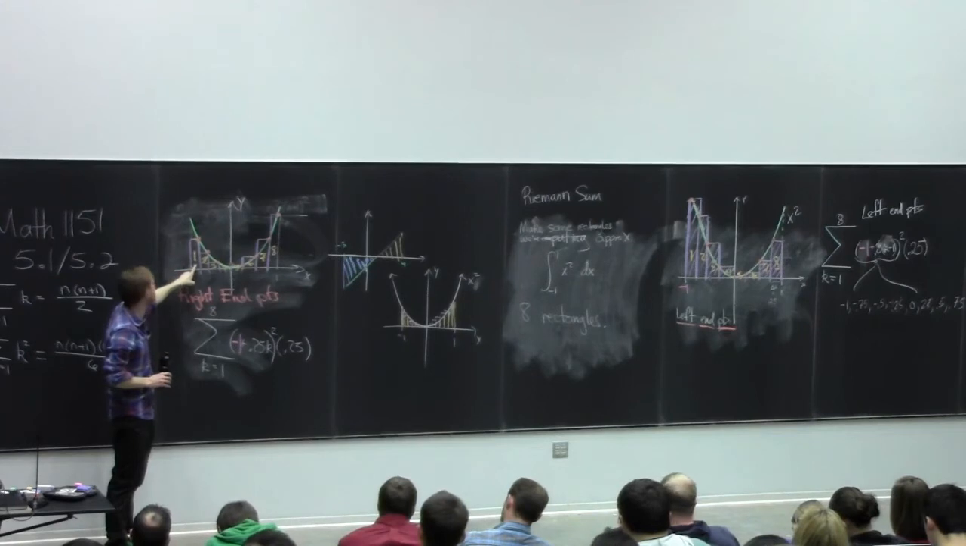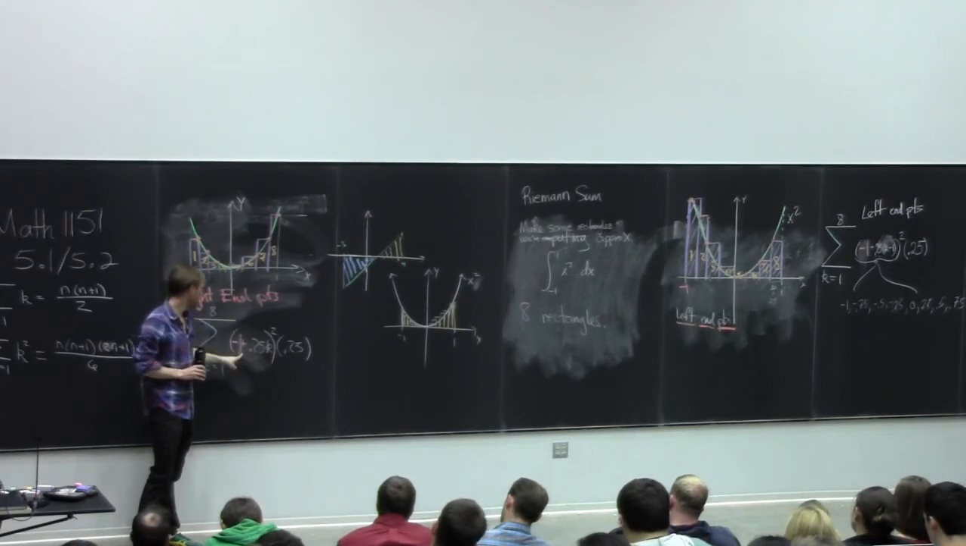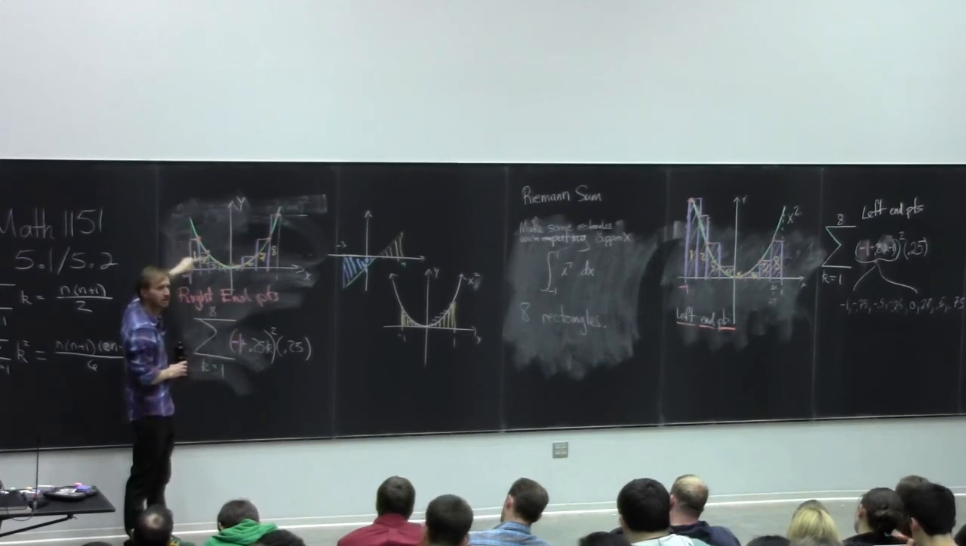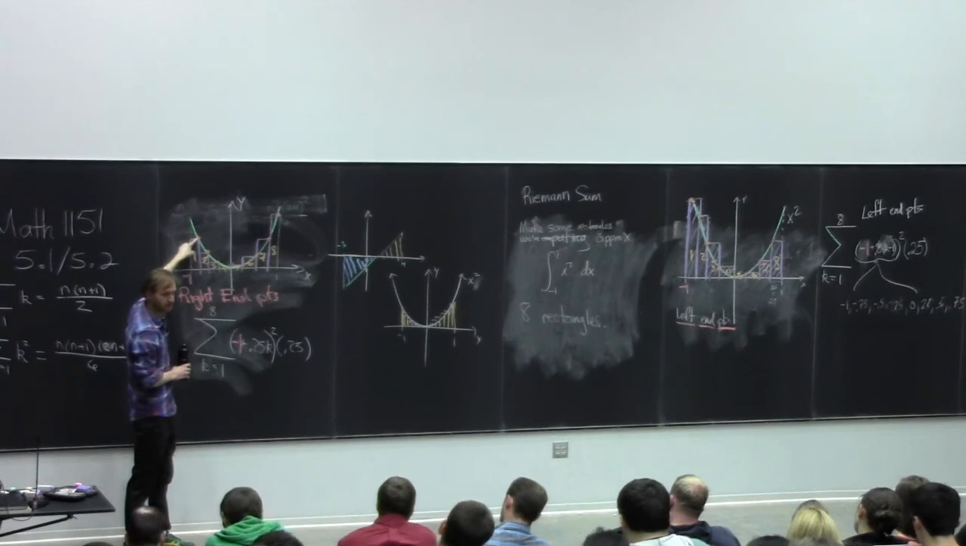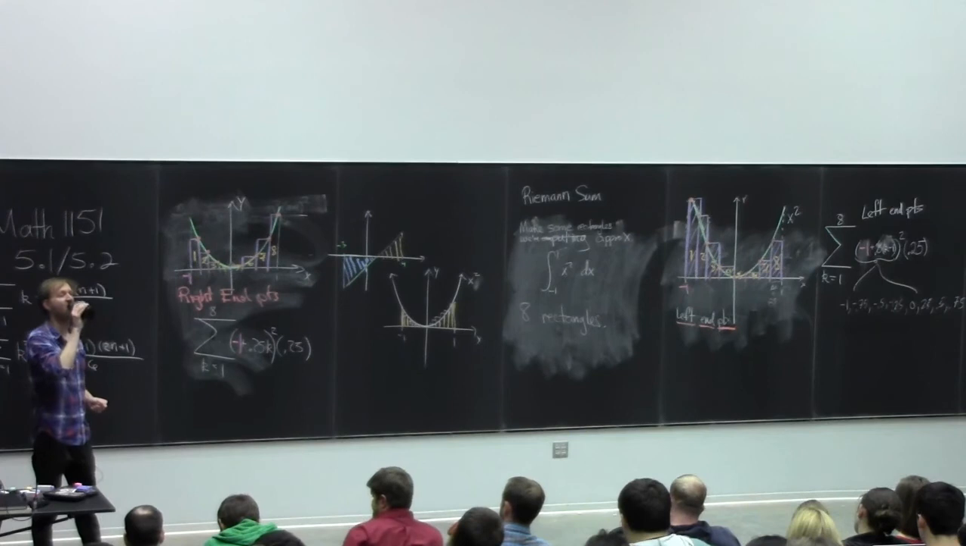That's exactly right. He said, okay, so for this one, you plug in k equals 1 here, and then you get -1 plus 0.25 is -0.75. And look, how tall is this rectangle here? It's -0.75 squared. That's exactly right.